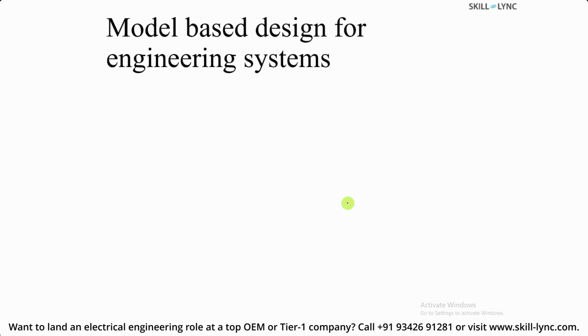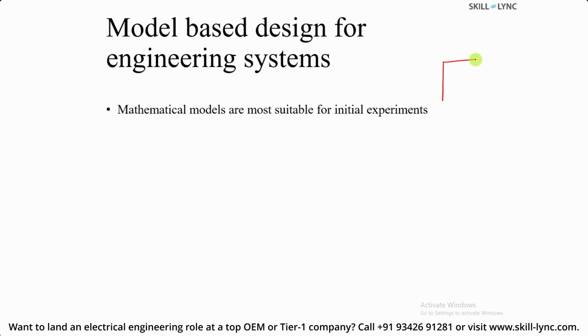Now let us learn about model-based design for engineering systems. So what is the model-based design of an actual engineering system? Mathematical models are most suitable for initial experiments, right? For example, a mechanical engineer has decided to make a gearbox, right? So you are going to make a gearbox, and you have an input shaft and one output shaft coming out of this gearbox.